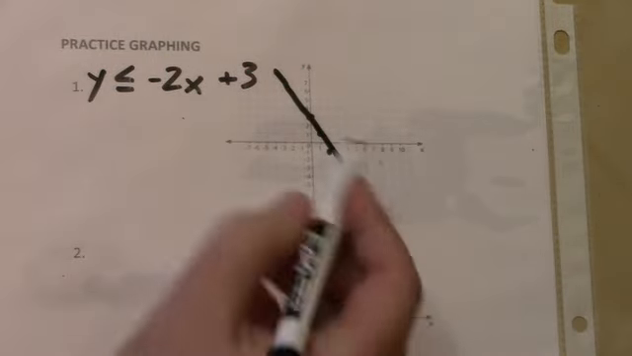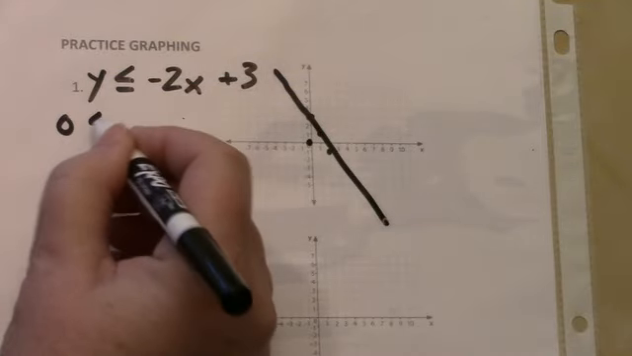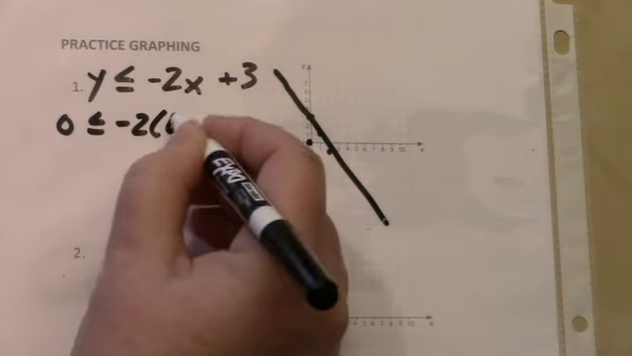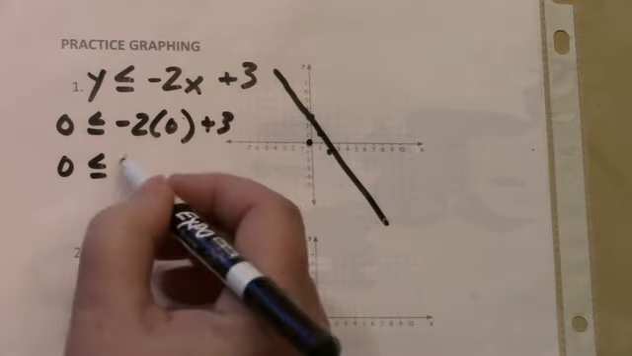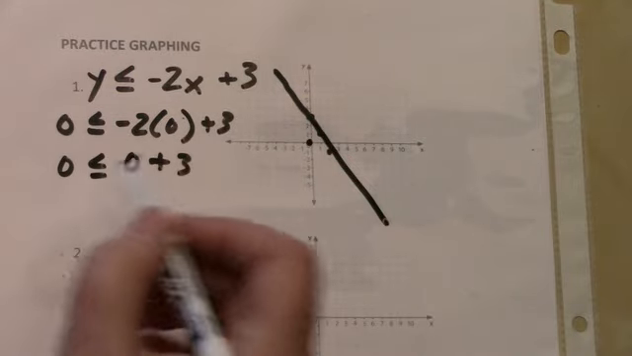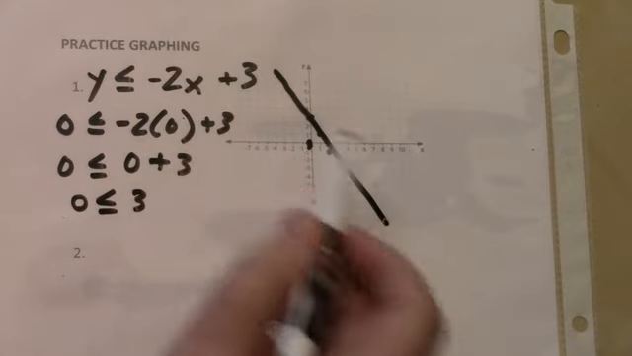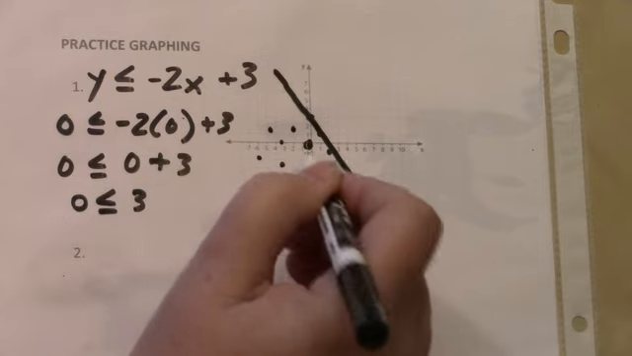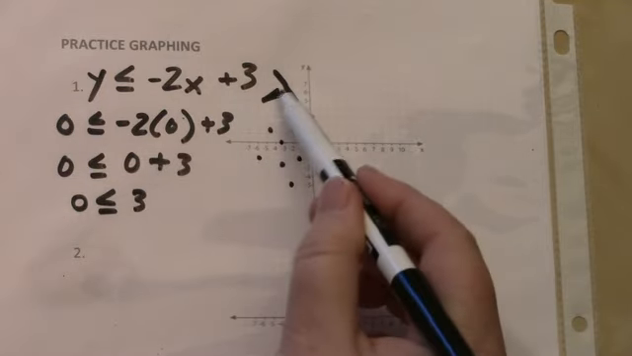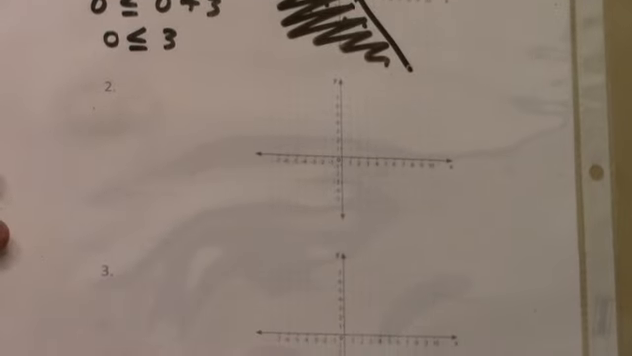Now, which side do I shade? Let's test this point. Let's substitute 0. Is 0 less than 0 plus 3? Is 0 less than or equal to 3? Yes. If this point is true, that means every coordinate I select is also going to be true, which means I'm going to shade this side of the graph. And let's try another one.